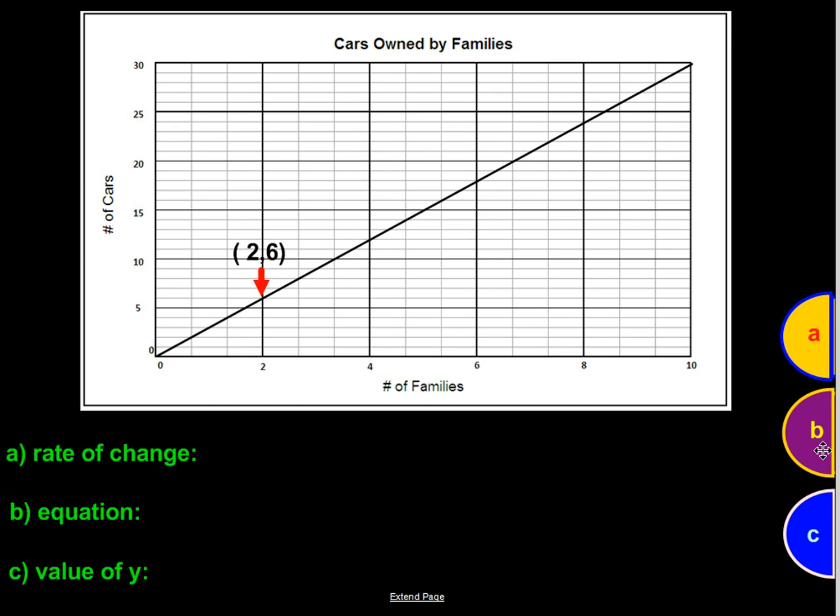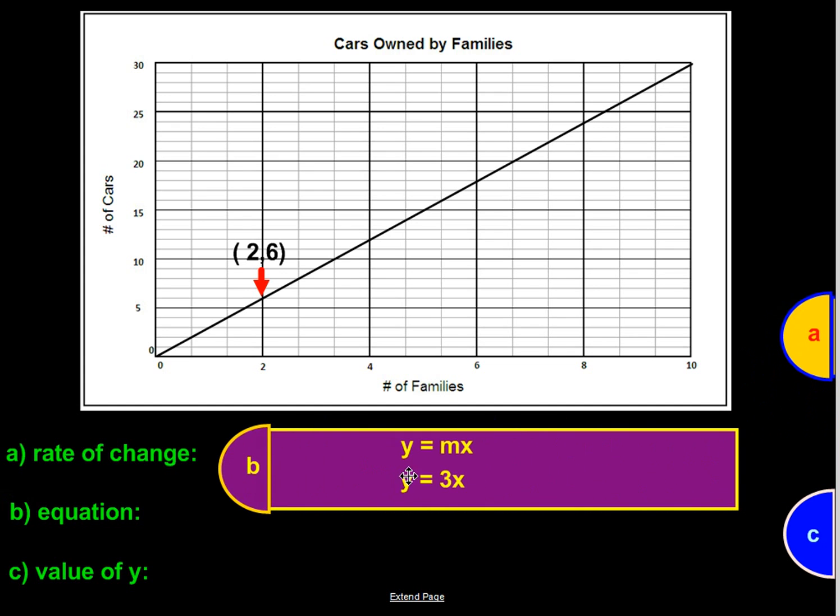The equation. Well, now that I know the slope, I'm going to take the y equals mx formula and stick the slope of 3 that I got in, as y equals 3x.